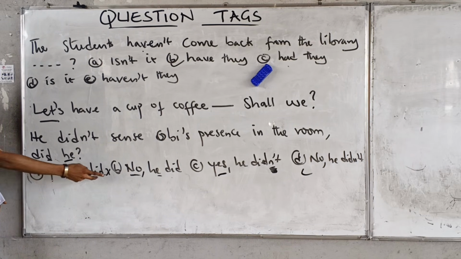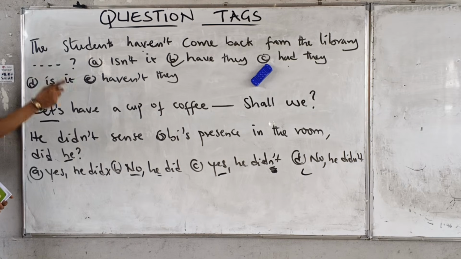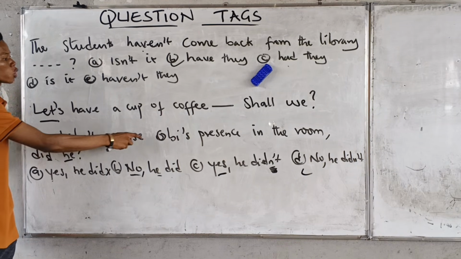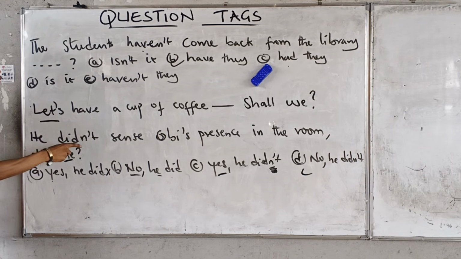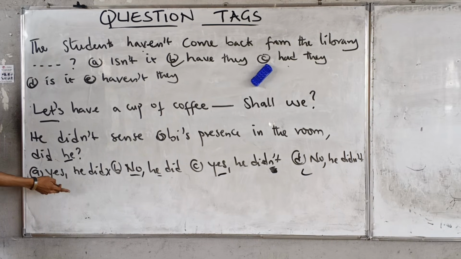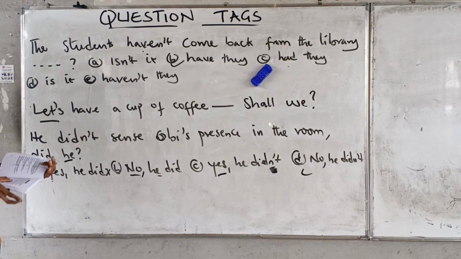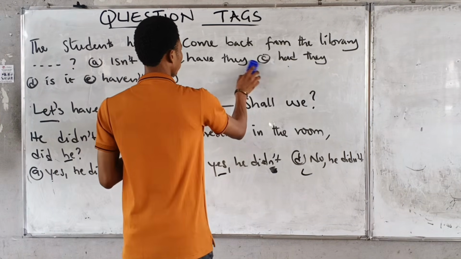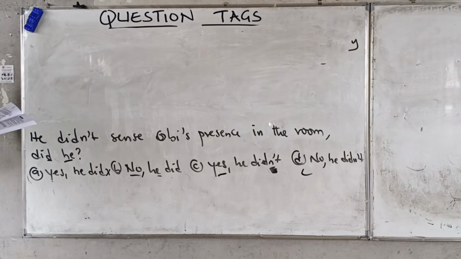If you check the options, these are not questions. These are responses to the question. So he didn't sense Obi's presence in the room. Then the question tag would have been positive, which they gave us here: did he? But since we are giving this, our response should be in the negative form. All right, so that's that. The next question.